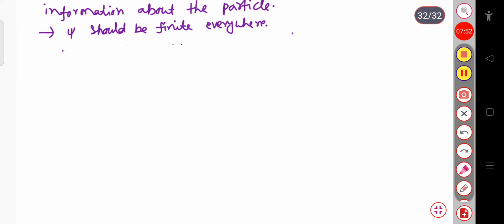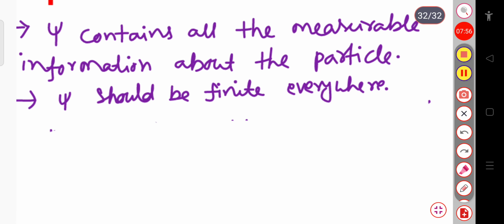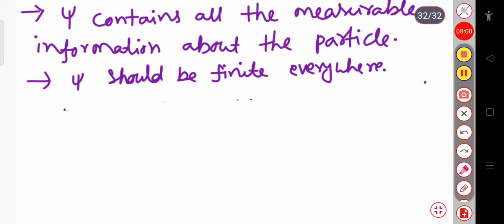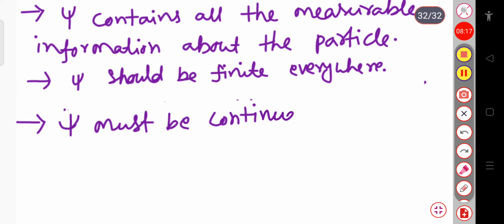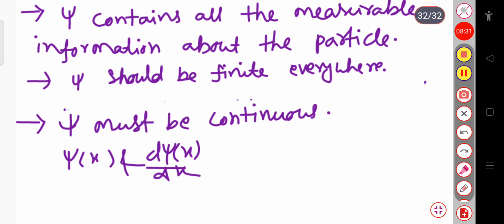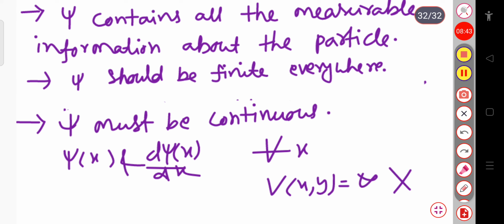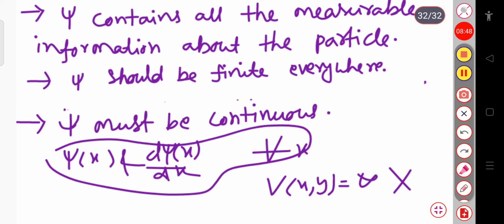It means that psi of x exists and its derivative, d psi of x by dx, should exist. Then the next property is that this psi must be continuous. This function should be continuous. What do we mean by continuous here? Continuous means this psi of x as well as d psi of x divided by dx must be continuous for all values of x in the region, except when the potential is infinite. When the potential is infinite, in that case this function is not continuous. But except this point, for all values of x, the function should be continuous. These are the properties of the wave function.